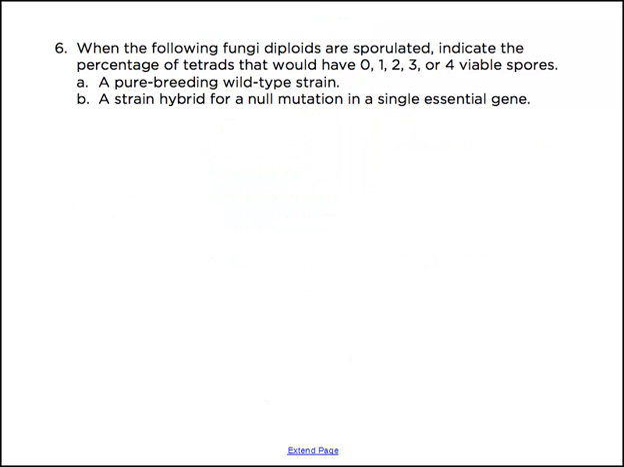Problem 6. When the following fungi diploids are sporulated, indicate the percentage of tetrads that would have 0, 1, 2, 3, or 4 viable spores. For A, the fungi diploid is a pure breeding wild-type strain. So for this, if it's pure breeding and wild-type, you can write its diploid genotype as plus, plus. And when this strain goes through meiosis, all tetrads, so 100% of the tetrads, will have 4 viable spores.